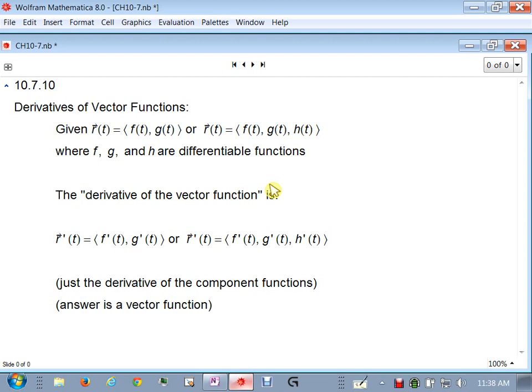All right, off topic. Let's get back. So we have the idea of a vector function, which is just a 3-dimensional curve, right? A curve in 3-dimensional space, or a curve in 2-dimensional space.